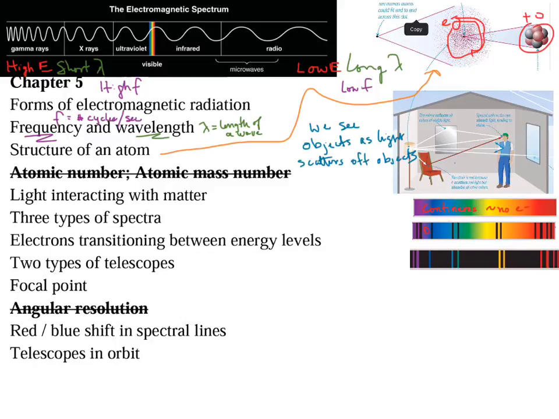Okay, the three types of spectra: we have the continuous, we have the absorption lines, or dark line spectrum, and the bright line spectra. The continuous is the first one there, and the other one that has the dark lines is called the dark line spectrum or absorption spectrum, and the last one is the bright line or emission spectra. And that kind of goes with the next one. Electrons are creating these different spectra.